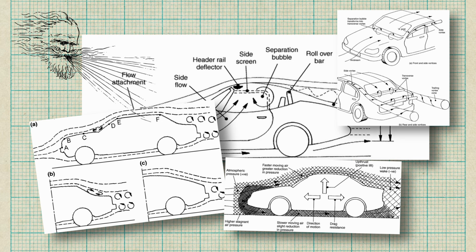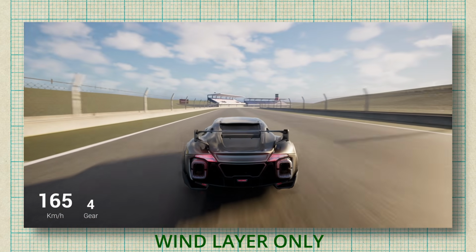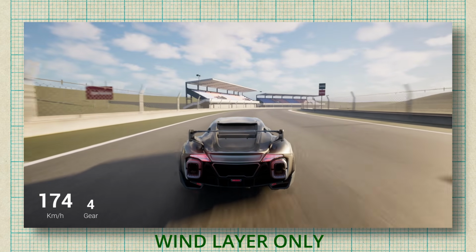Wind sounds are really important to help sell a sense of speed. Again, because wind is primarily noise, a blend container with assets for appropriate speeds can help support the wind sound rushing over the body of the car. This starts on begin play and is modulated by velocity.